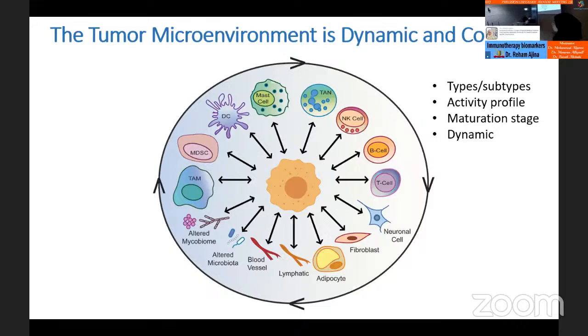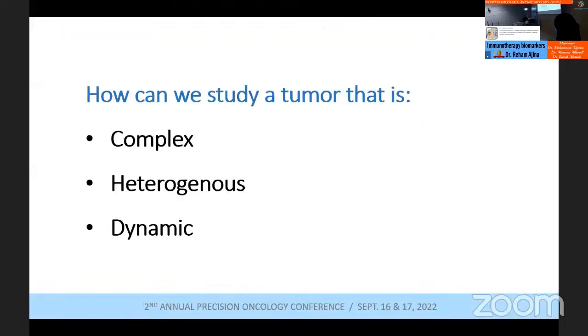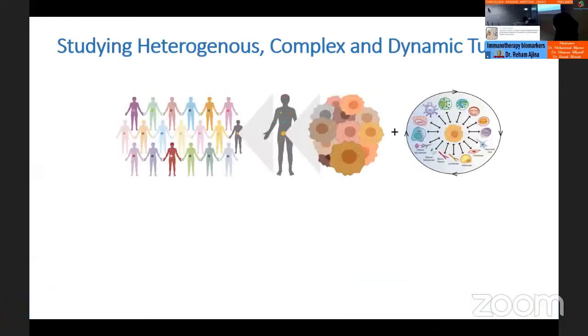And also, we have hundreds or thousands of different components, and each one of them directly and indirectly interacts with the others. Knowing all that, the question now is how can we study a tumor that is complex, heterogeneous, and dynamic? I think the answer is going back to the same pictures.